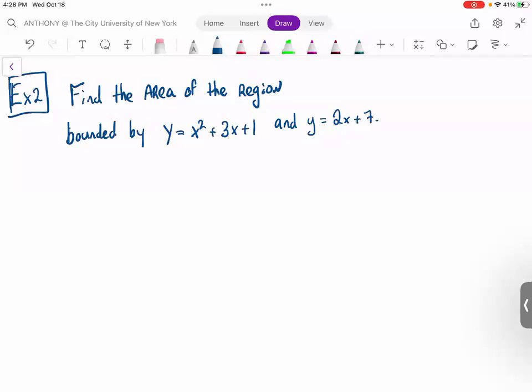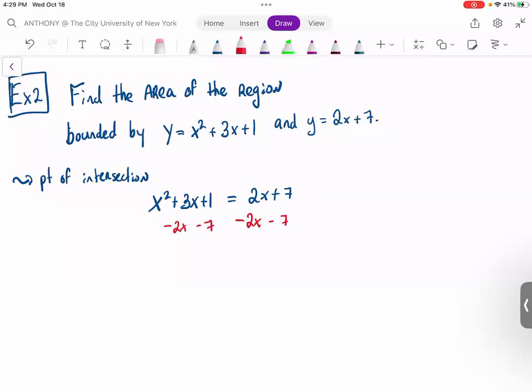Okay, so for your point of intersection, you will need to set the two equations equal to each other. So this will give us x squared plus 3x plus 1 is equal to 2x plus 7. What I'm going to do is subtract 2x and subtract 7 on both sides. On the right-hand side of the equation, you're just going to have a 0. On the left-hand side, you're going to have x squared plus x minus 6.